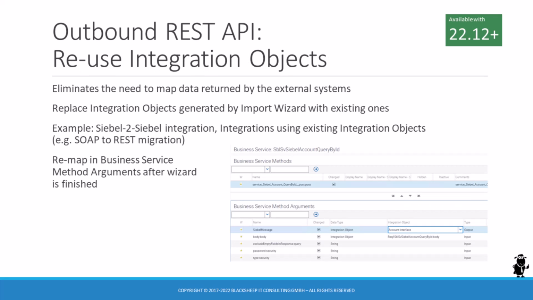The last monthly update for 22.12 brings yet another update for the REST API. In 22.12 you can now reuse integration objects that already exist in your repository for any new or previously generated outbound REST integration services.